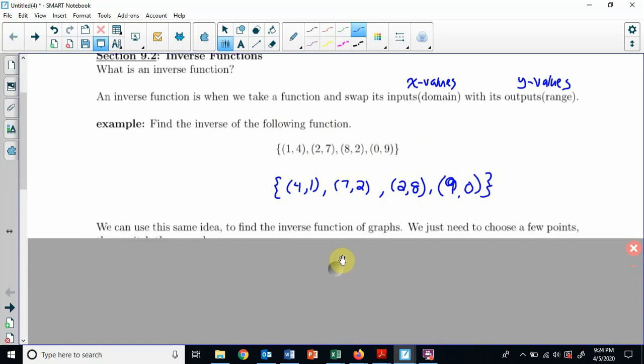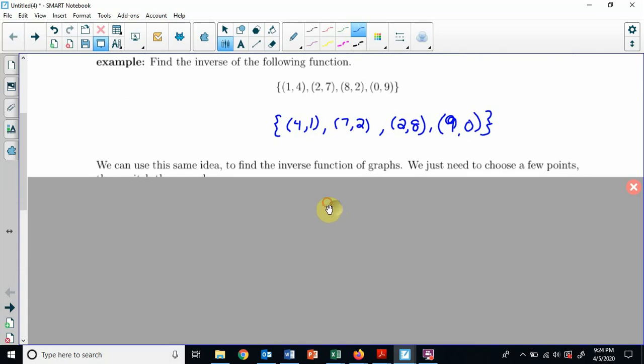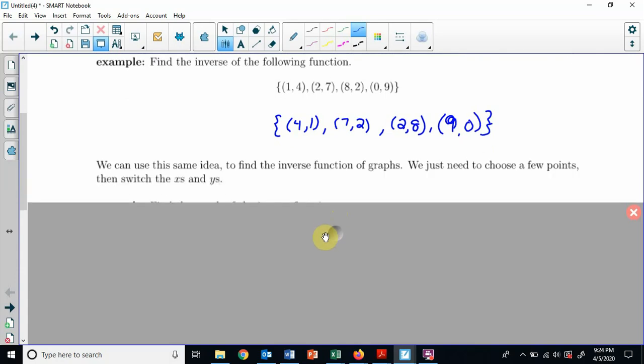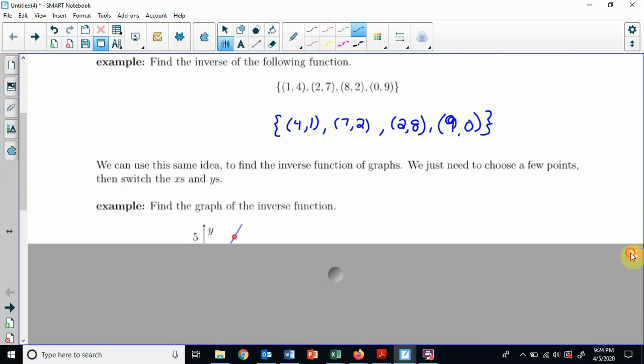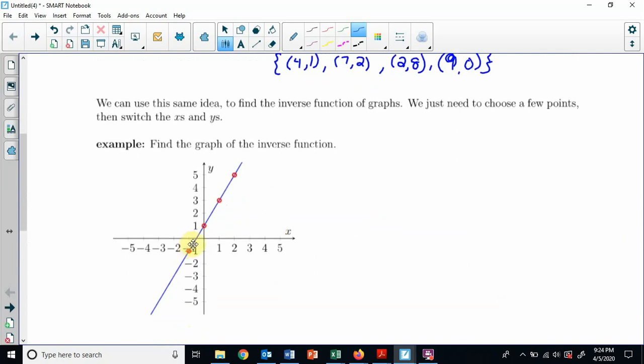So the next question is, okay, we could do that with points. Can I do this on graphs? And the answer is yeah, I could do the same thing on graphs. So let's look at some examples. So here's a graph. Now the only thing that people struggle with is you actually got to pick some points that are on the graph to switch the x's and y's. Okay?